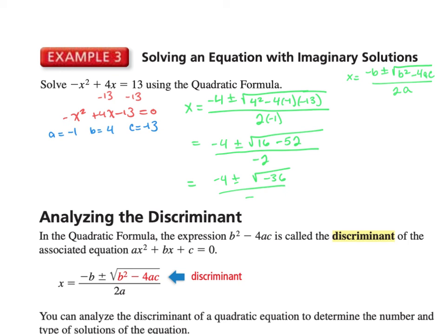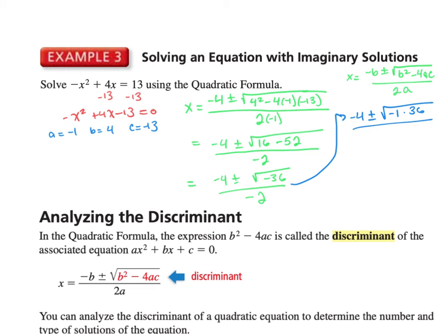Now we know we're not technically allowed to take the square root of negative numbers. So therefore there is no real solution, but we can find the imaginary solutions, okay? So we need to keep on going. So let's take a look here. We know that this looks like the square root of negative 1 times 36, okay?